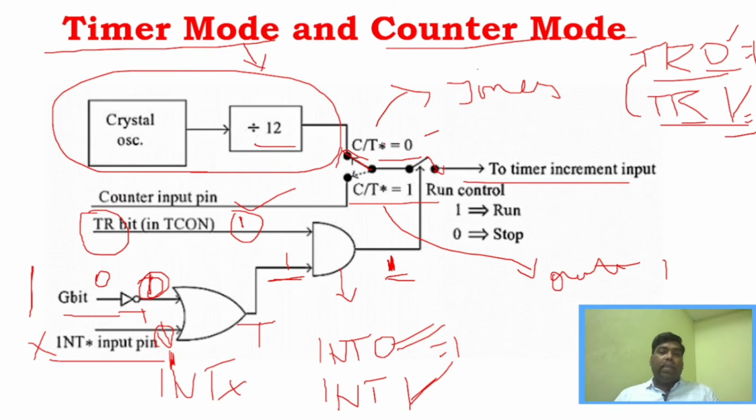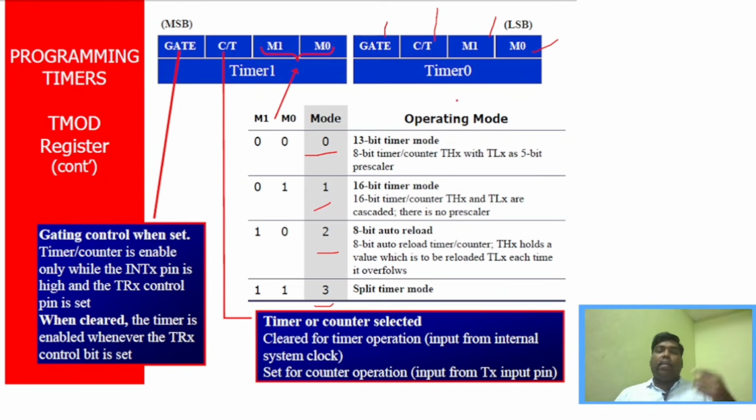What is C/T? C/T will be 0 when it is used as a timer. C/T is equal to 1 when it is used as a counter, correct? And what is the gate bit? The gate bit will be 0 for timer operation, and the gate bit will be 1 for counter operation, correct? So that is what is given here. You can see here C/T, whenever it is cleared for timer operation, it will be 0, and it will be set for counter operation.